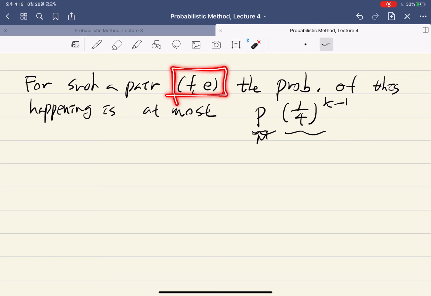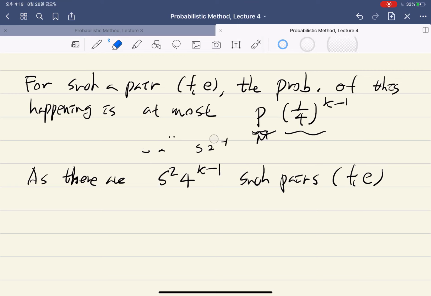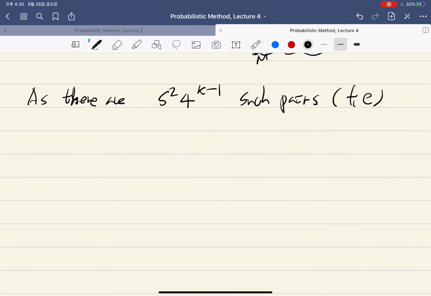But how many such pairs are there? The number of such pairs Fe is s squared times 4 to the k minus 1, because you choose one edge, then that's s times 2 to the k minus 1 and another one s times 2 to the k minus 1, and then you multiply. Do you have to take the multiply too? Maybe not, but anyway, it's not so important whether to multiply 2 or not.